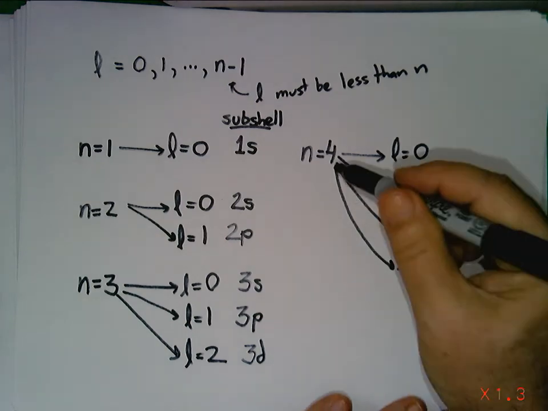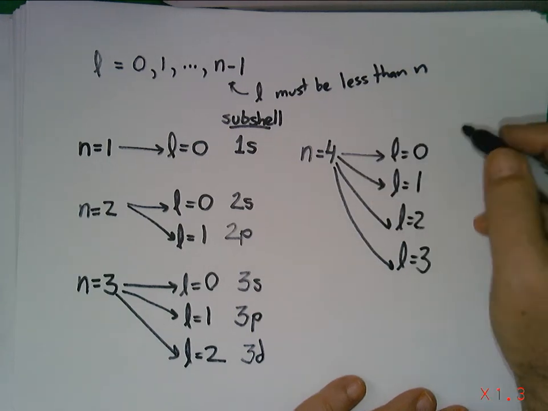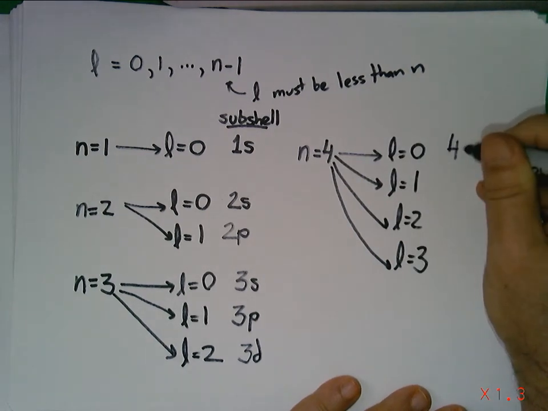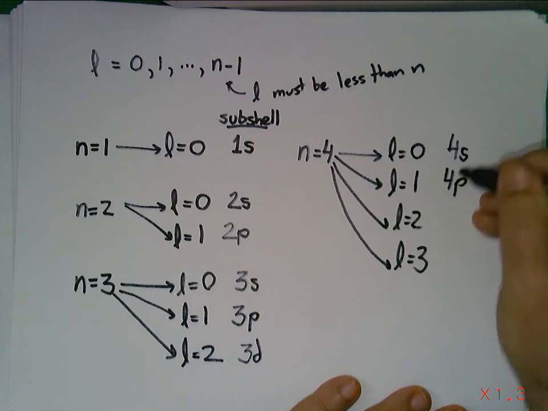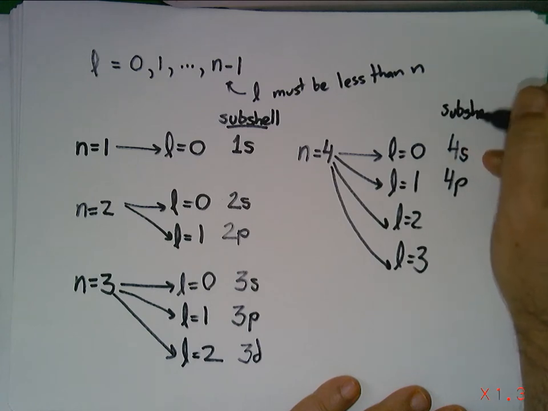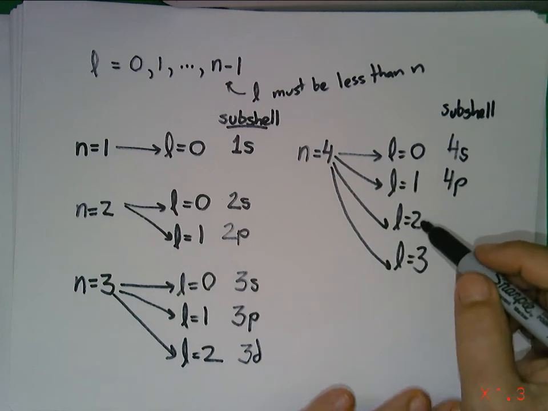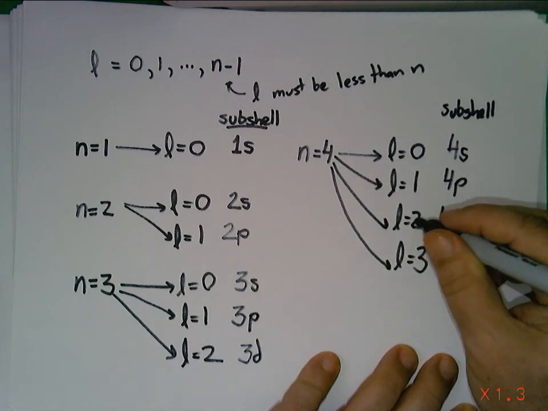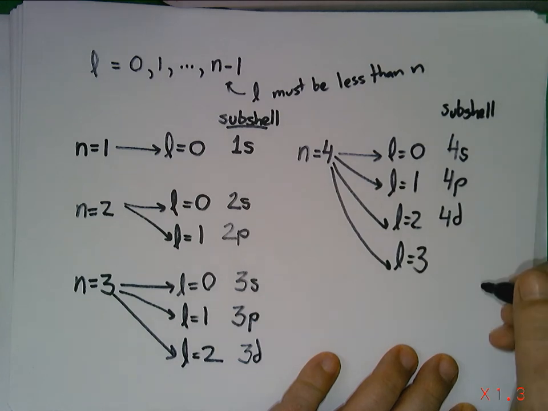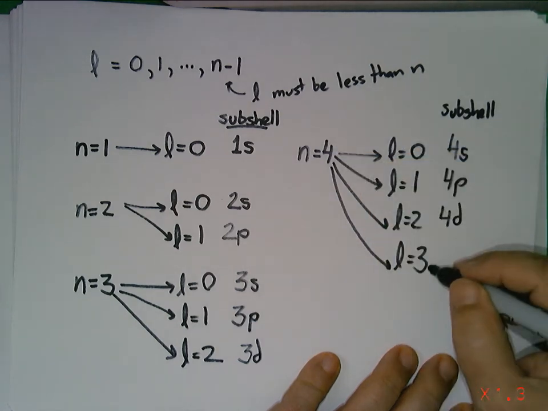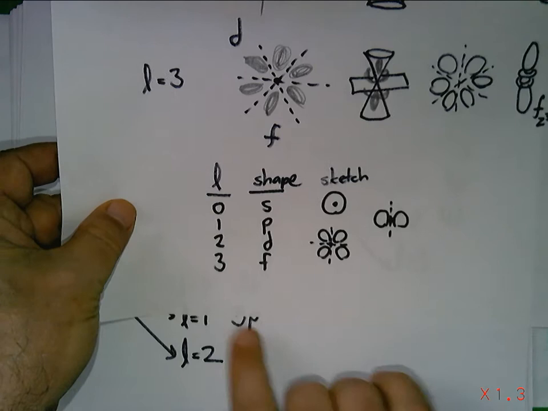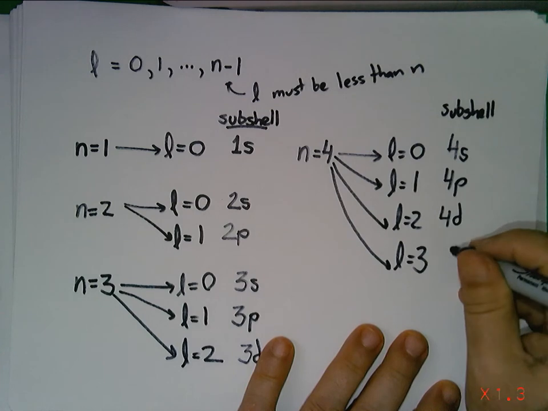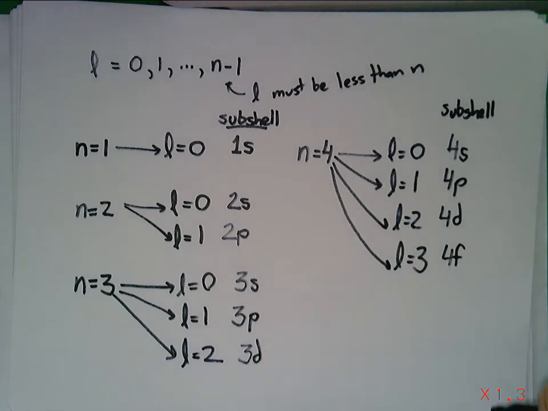And finally, let's look at the fourth shell. Here you have n equals 4 and L equals 0, so you have a 4s there. Here you have n equals 4 and L equals 1, so you have a 4p subshell here. Here you have n equals 4 and L equals 2, a 4d subshell. And here you have n equals 4 and L equals 3. And what did we say that was? We said L equals 3 is an f. So we have a 4f subshell here.